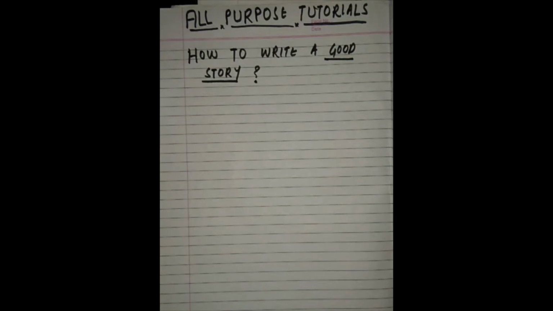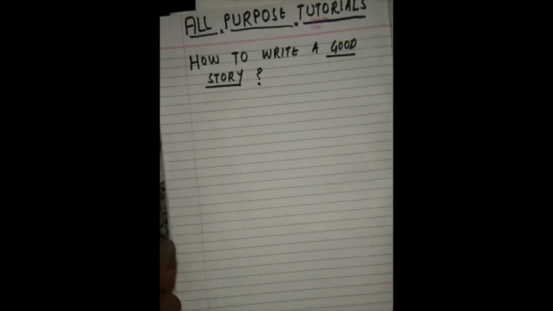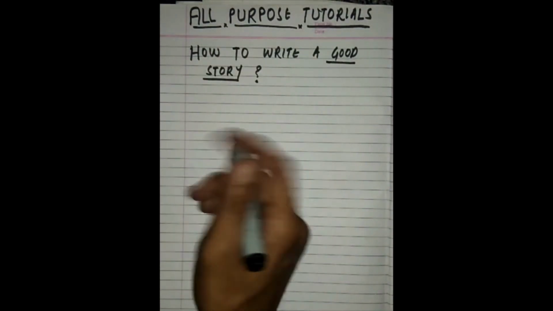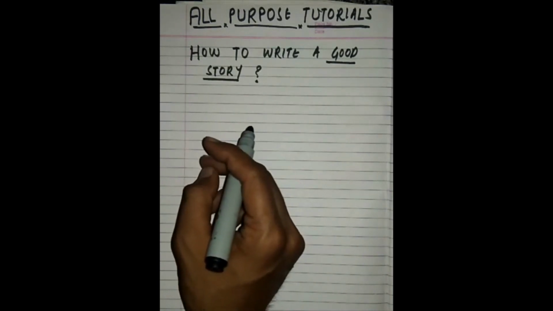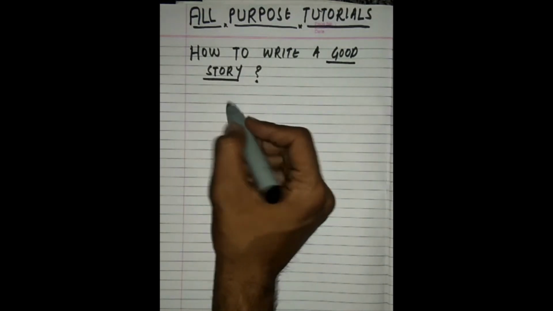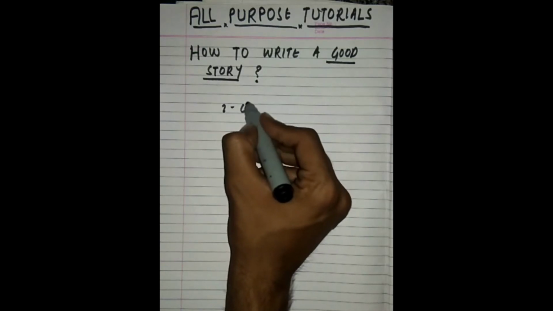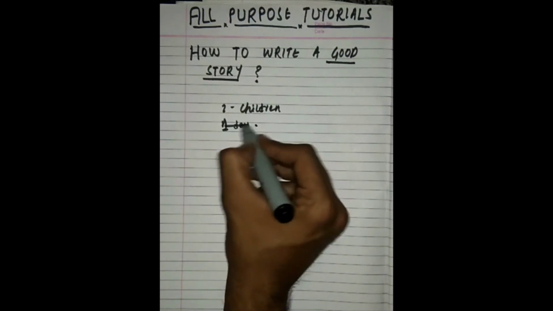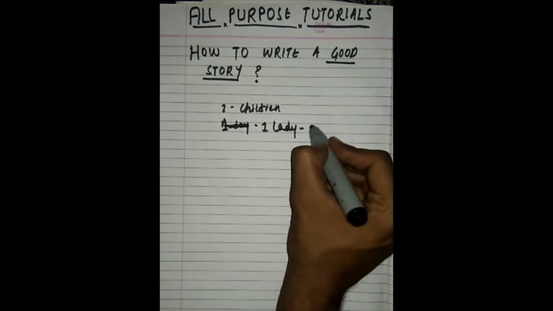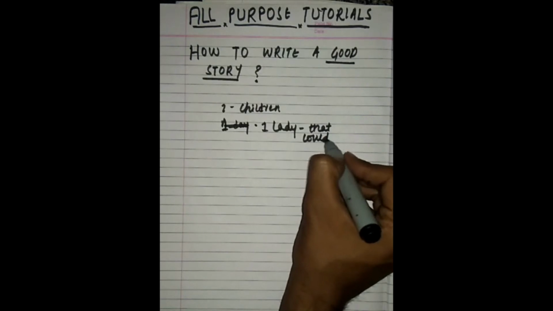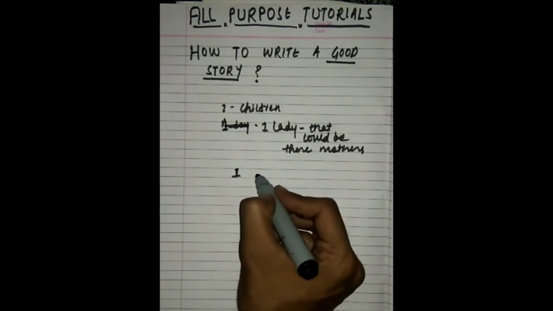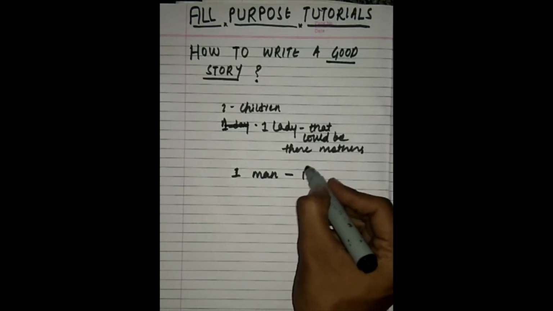Because the image will be shown to you for only 30 seconds. Now how can you write a good story? First of all, include all the characters that are there in the image. For example, there are two children, one lady, that could be their mother also. One man, that could be their father also.